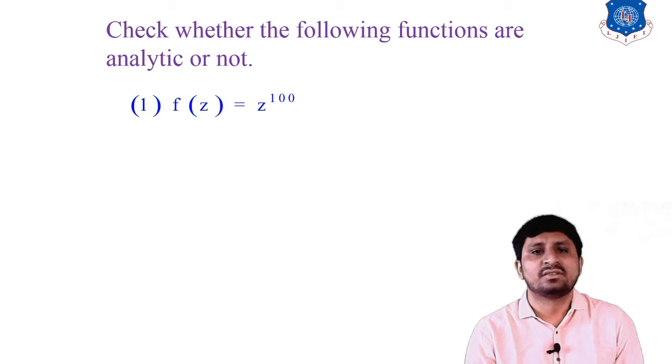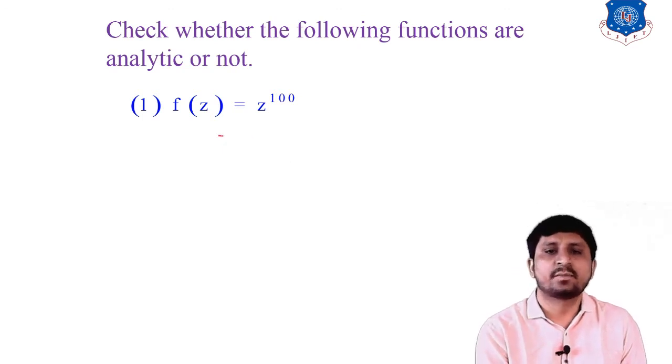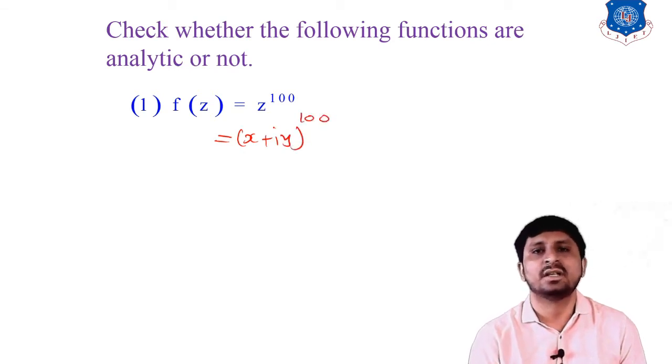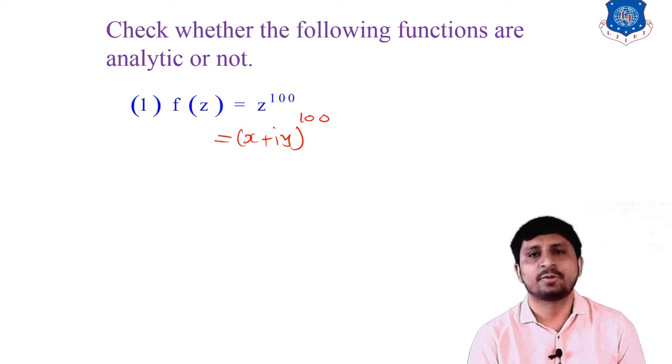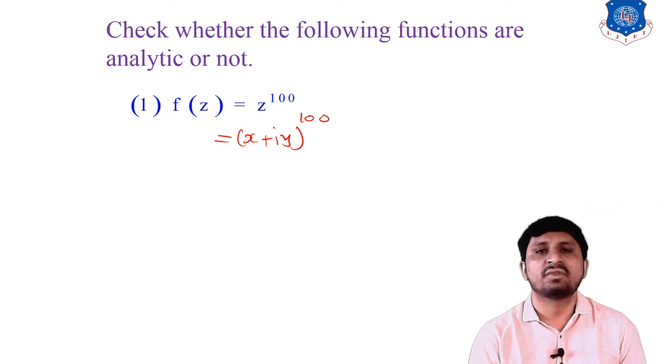Because z raised to 100 means (x plus iy) raised to 100, and when we simplify this, the total number of terms is 101. So it's a very lengthy, very difficult process. For that we definitely have the CR equation in polar form. Using that CR equation we can solve this example.